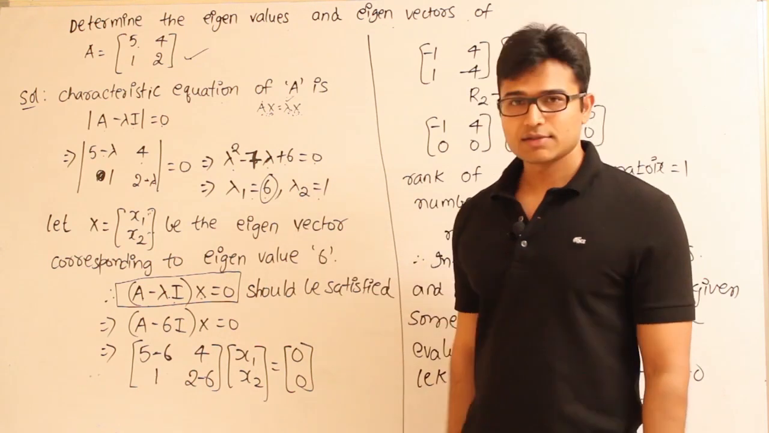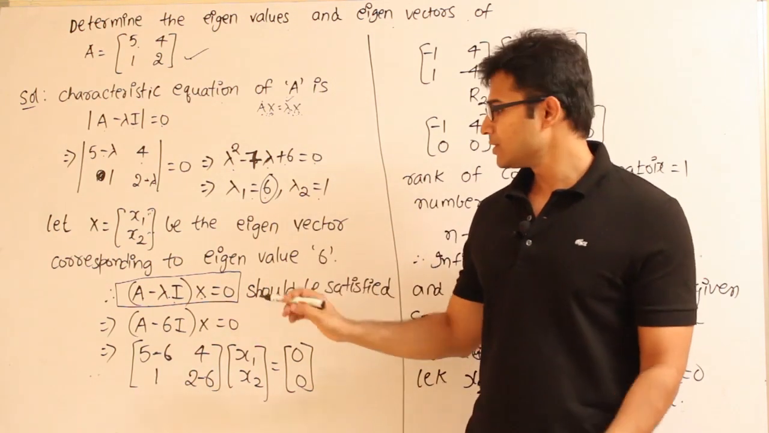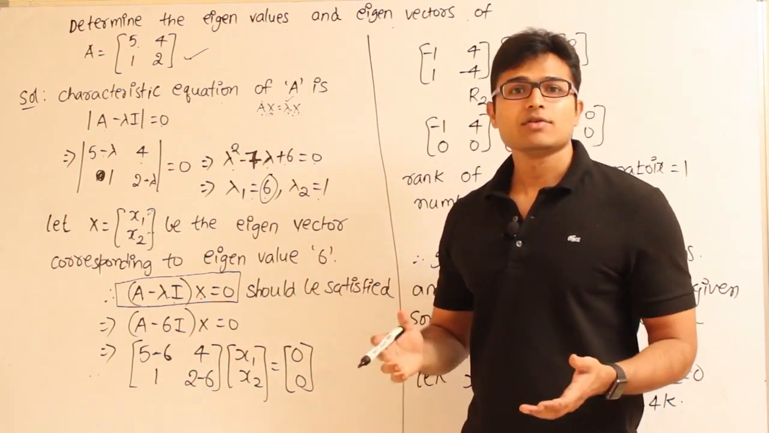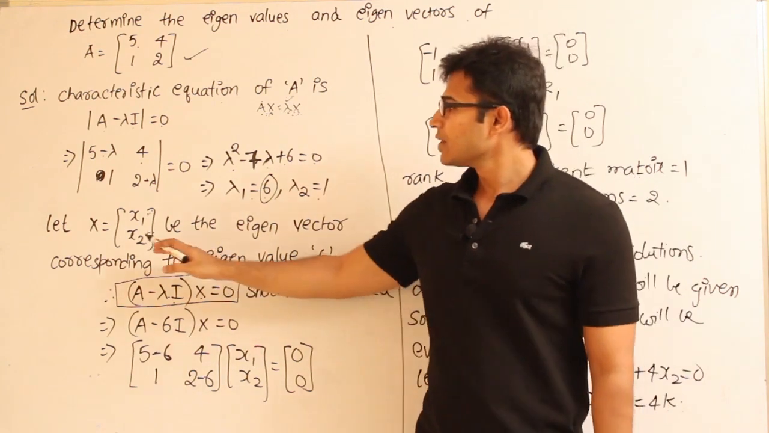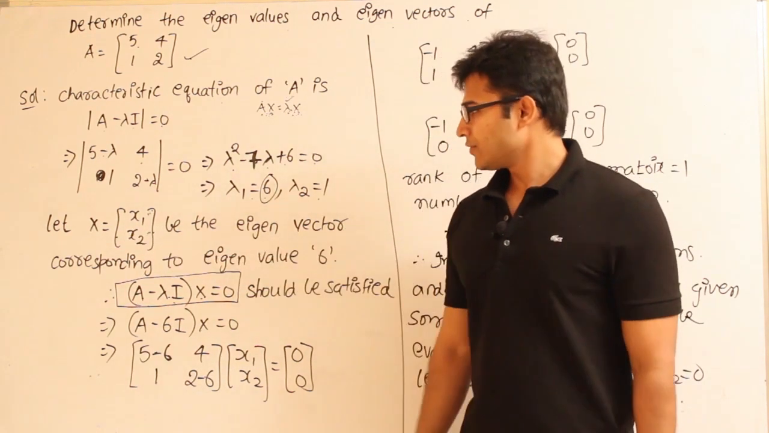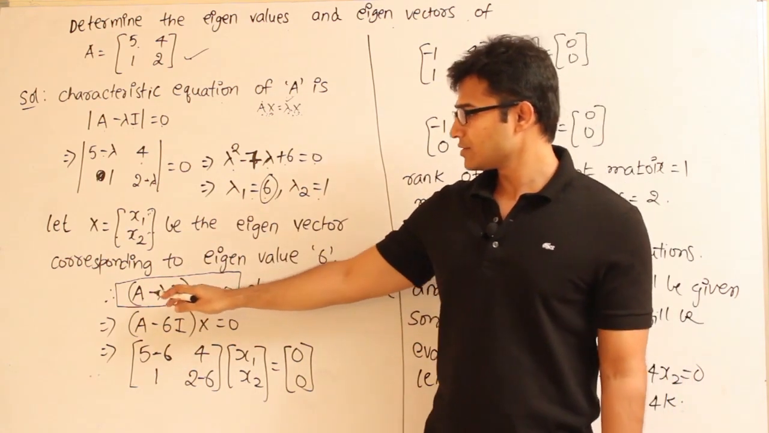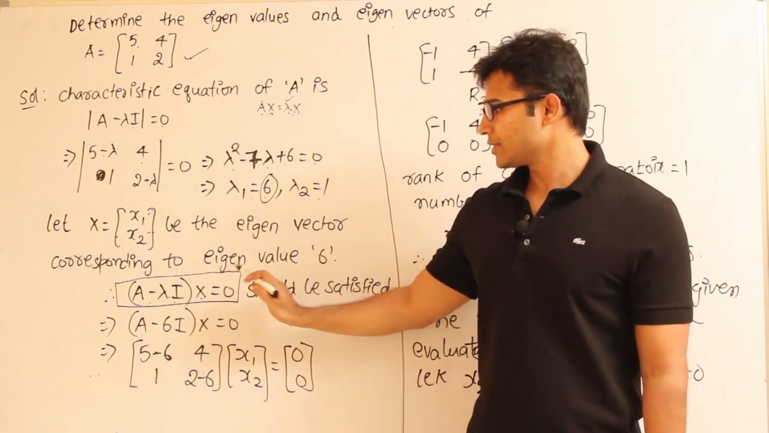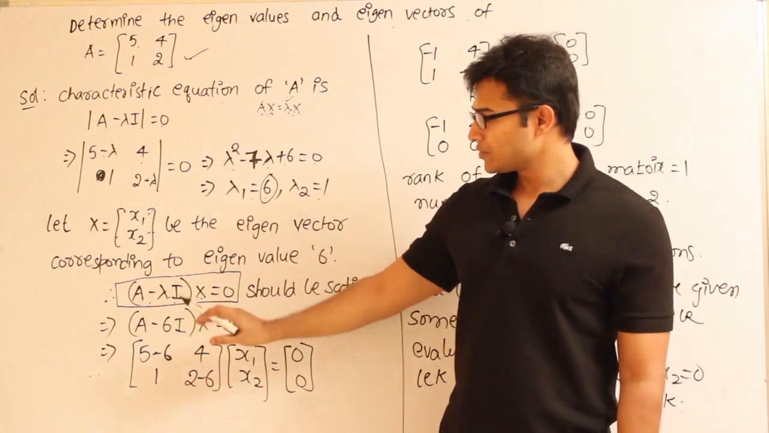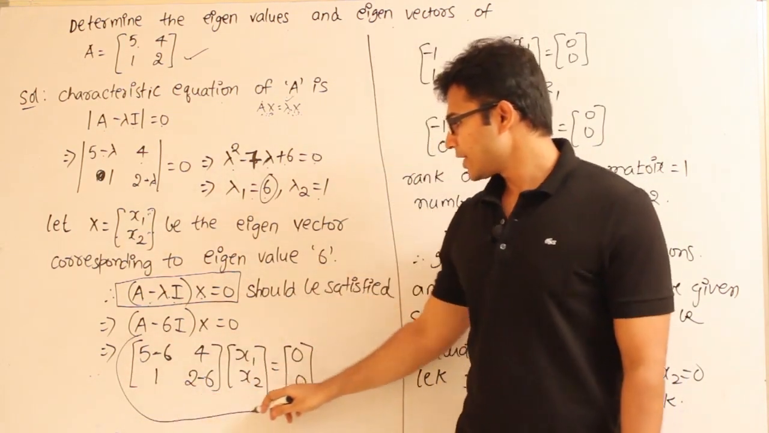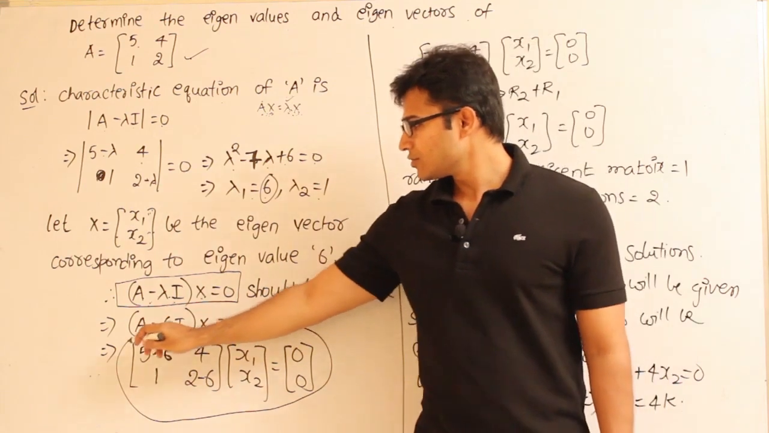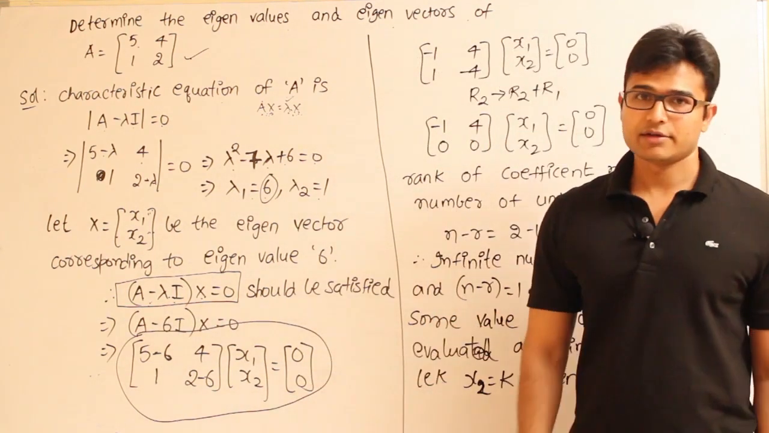I am assuming that lambda is 6 initially. If lambda is 6, then I am substituting everything in this equation. Why? Because they all should satisfy this equation. See this. So if this is the eigenvector, then the equation should be satisfied. What is the equation? A minus lambda I into x equal to 0. Therefore, I am substituting everything here. A minus lambda I into x equal to 0. 0 is nothing but a null vector here.